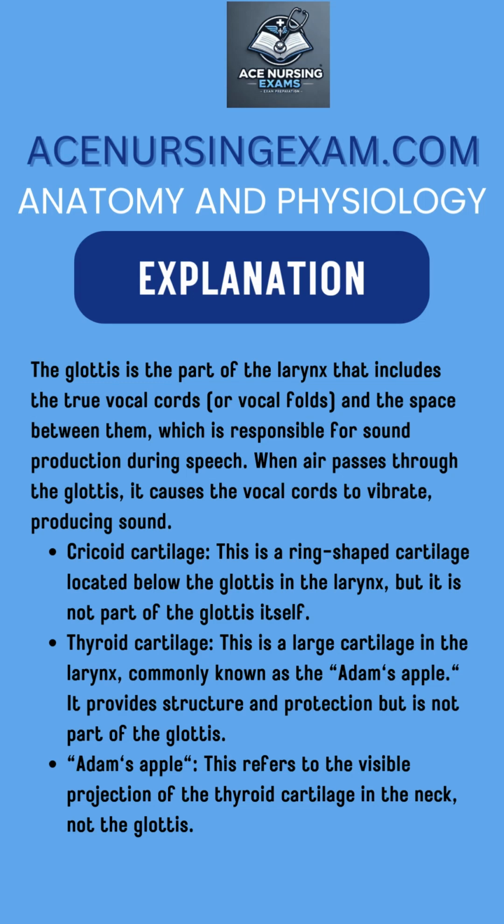Cricoid cartilage. This is a ring-shaped cartilage located below the glottis in the larynx, but it is not part of the glottis itself. Thyroid cartilage. This is a large cartilage in the larynx, commonly known as the Adam's apple. It provides structure and protection, but is not part of the glottis. Adam's apple. This refers to the visible projection of the thyroid cartilage in the neck, not the glottis.